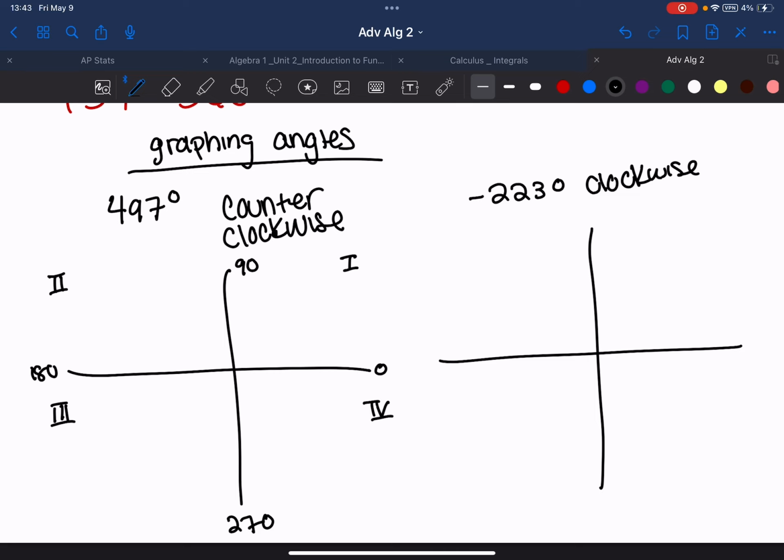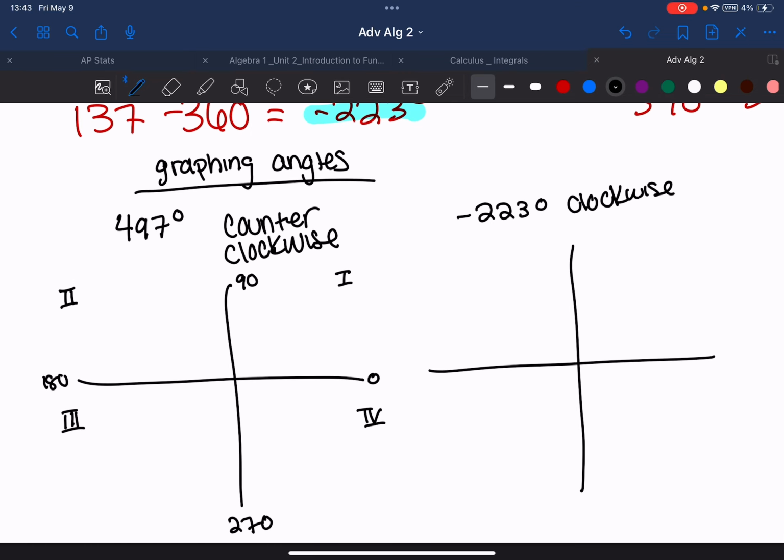Okay. So we have 497 degrees. We know that a circle is 360 degrees. So in order to graph this, we know that we're going to at least have one complete circle. So off to the side, I'm going to do 497 minus 360. And so 497 minus 360 gives me 137, which means I'm going to start right here at my initial point, and I'm going to do a full circle. Okay, that's 360 degrees.